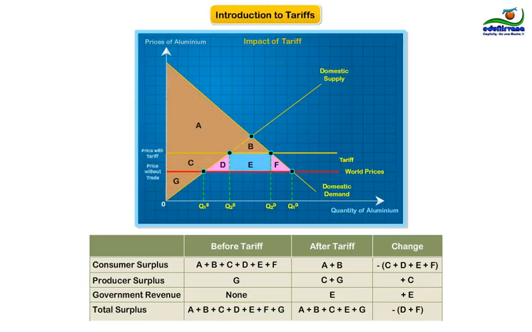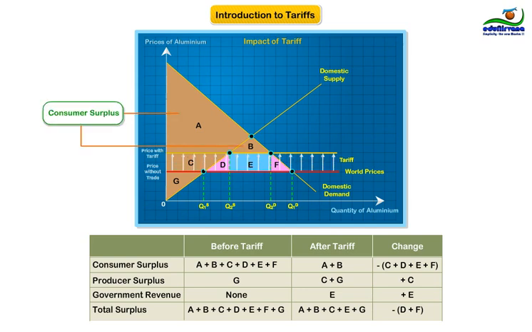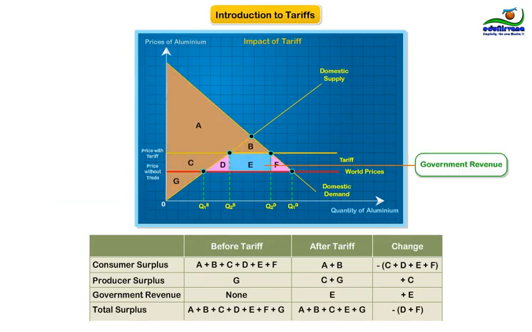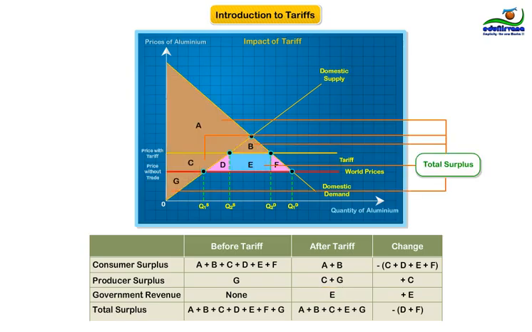Once the government imposes a tariff, the domestic price exceeds the world price by the amount of the tariff. Consumer surplus is now area A plus B. Producer surplus is area C plus G. Government revenue, which is the quantity of after-tariff imports times the size of the tariff, is the area E. Thus, total surplus with the tariff is area A plus B plus C plus E plus G.